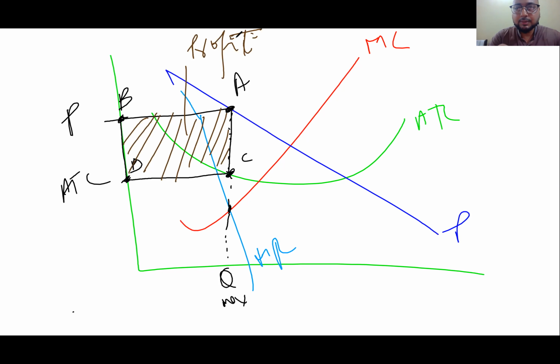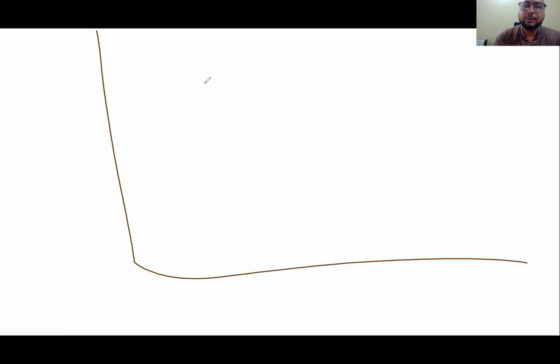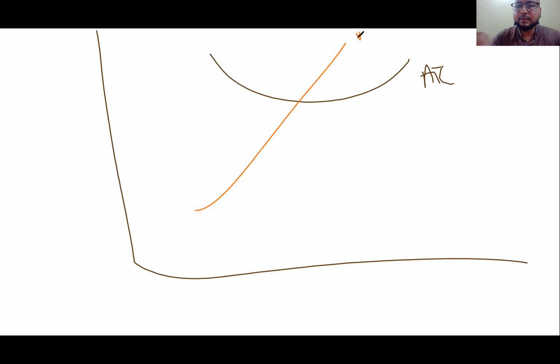What is the loss situation? Where price is less than average total cost. Let's also draw this one. So any question regarding this drawing? If no, then I'm going to remove that one and draw the loss condition here. So this is the average total cost. This is the MC. And what we call loss is when price is less than average total cost. So price is going to be here, and MR is even less than the price.